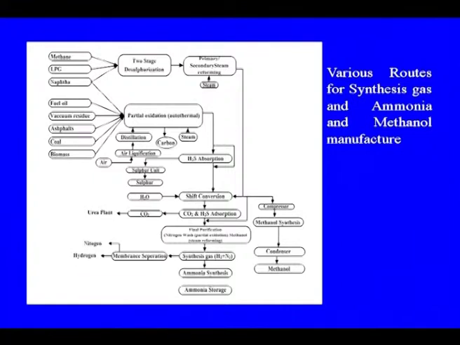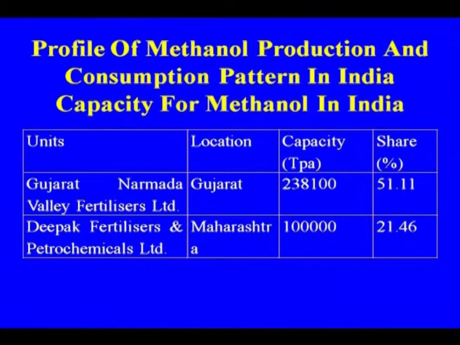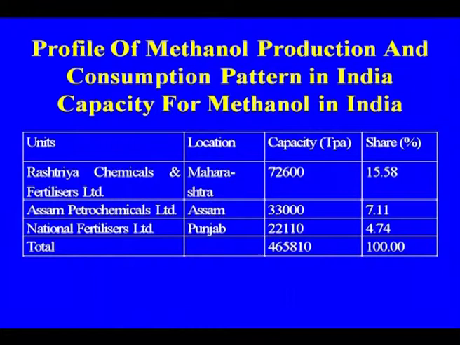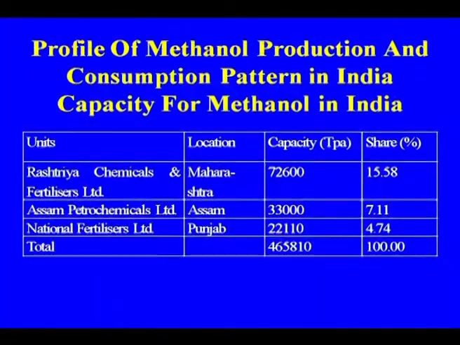These are some of the units which are making methanol in India, and you see the number of fertilizer plants, because synthesis gas manufacturing is already there, so they are making methanol also. One of the major producers is Gujarat Narmada Valley Fertilizer, Deepak Fertilizers, RCF, Rashtriya Chemical Fertilizers, and Assam Petrochemical, which was one of the very old units that started utilizing natural gas. National Fertilizer, Panipat, Bhatinda also have methanol plants, because their in-house use of methanol is there for the absorption of CO2.